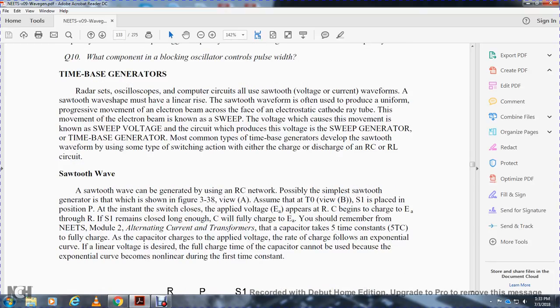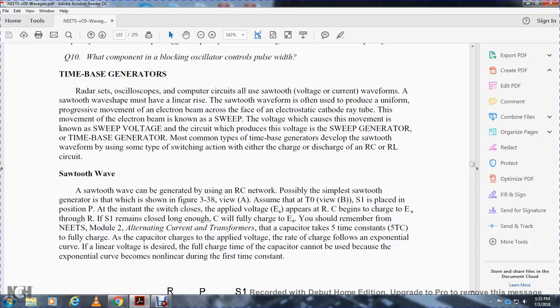Time-based generators. Radar oscilloscopes and computer circuits all use sawtooth voltage and current waveforms. The sawtooth wave shape must have a linear rise. The sawtooth waveform is often used to provide uniform progressive movement of an electron beam across the face of the electrostatic cathode ray tube. This movement of the electron beam is known as sweep, and the voltage that causes the movement is known as the sweep voltage.